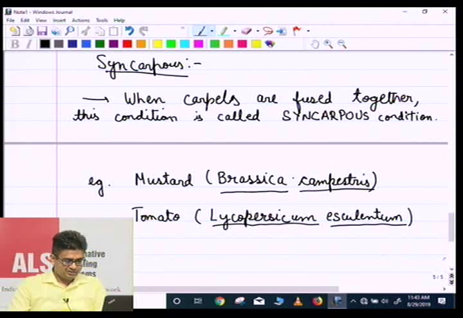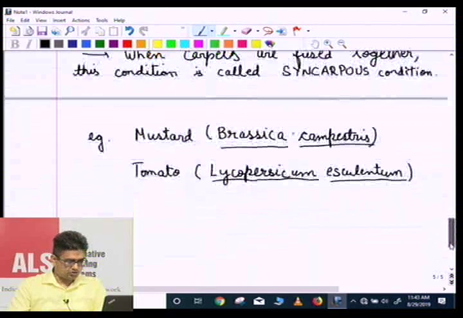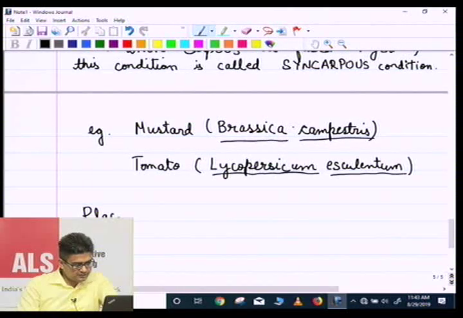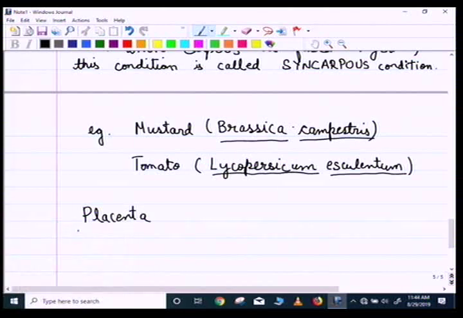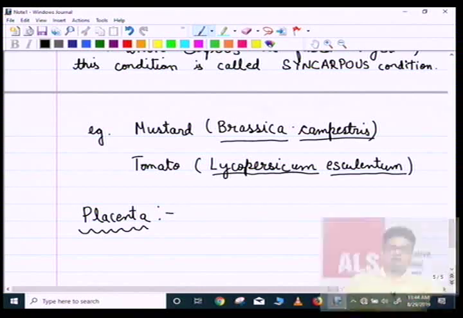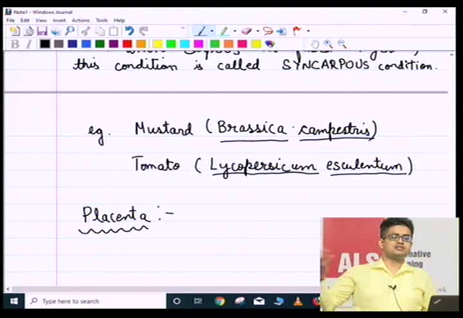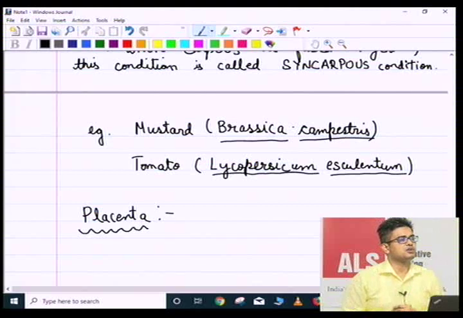All right. Now we have to study something called the placenta. What is the placenta and what is the definition of placenta? What is the purpose of placenta? Anybody? What is the purpose of placenta? In animals, in all organisms, what is the general purpose of placenta? Anybody?